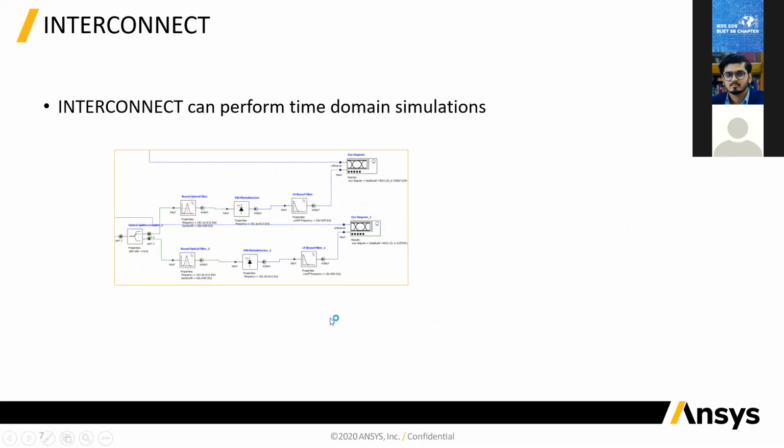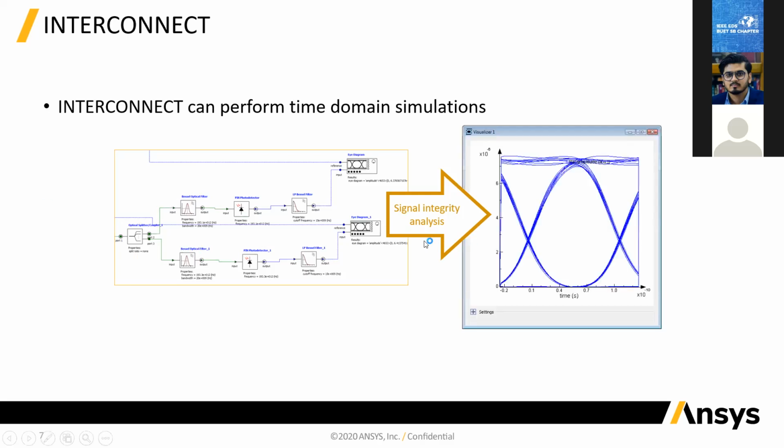Again, in time domain simulation, interconnect calculates the transient response for each of the individual elements, and then performs time domain simulation. This allows you to perform signal integrity analysis in actual cases. So things like eye diagrams for your receiver are something that you can get out of a time domain simulation, which you cannot get from a frequency domain simulation.